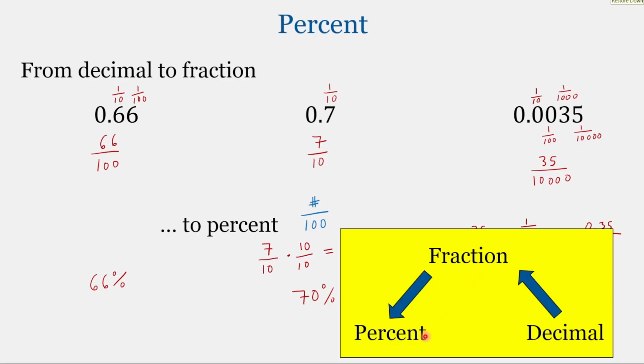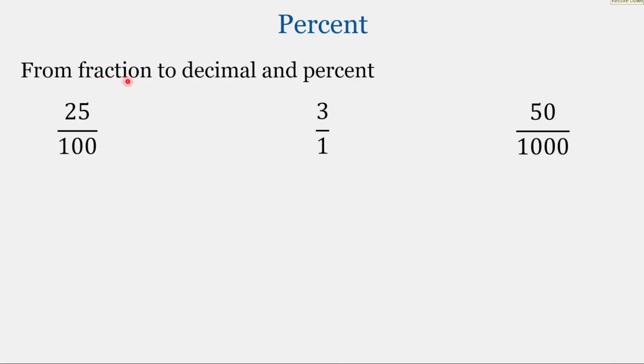So if we start at a decimal, it's often best to go from decimal to fraction and then from fraction to percent, using that fraction form as an intermediate. So for the first problem, we went from the decimal 66 hundredths to the fraction 66 over 100, and then to the percent 66%. Now let's start at fraction form and then convert to decimal and percent.